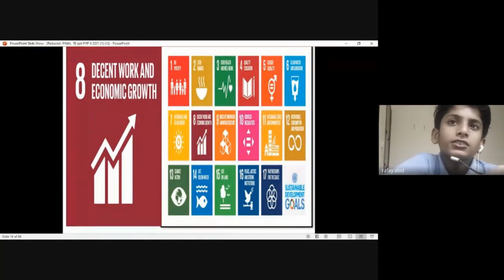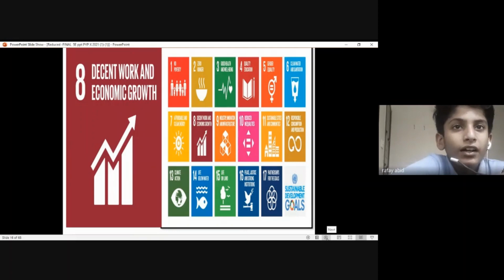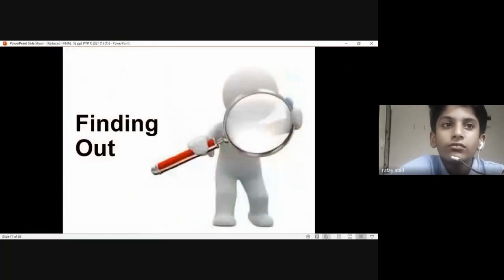Our PYP exhibition this year was executed under the theme How We Organize Ourselves. It was focused on UN Global Goal 8, decent work and economic growth. With the help of our teacher, we planned our PYP exhibition research and decided what sources we must use for investigation.